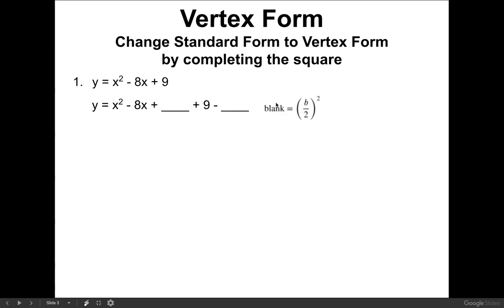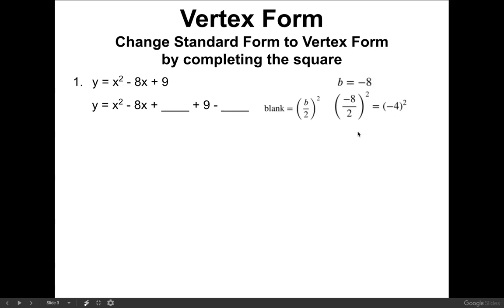To find that number, we take half of our b and square it. So take b and divide it by 2, and then square that. So in this problem, our b value is negative 8. Take negative 8, divide it by 2, and then we will square that. I do want you to do this one step at a time. So -8 divided by 2, show what that equals before you square it. This number will be important to us later in our work.